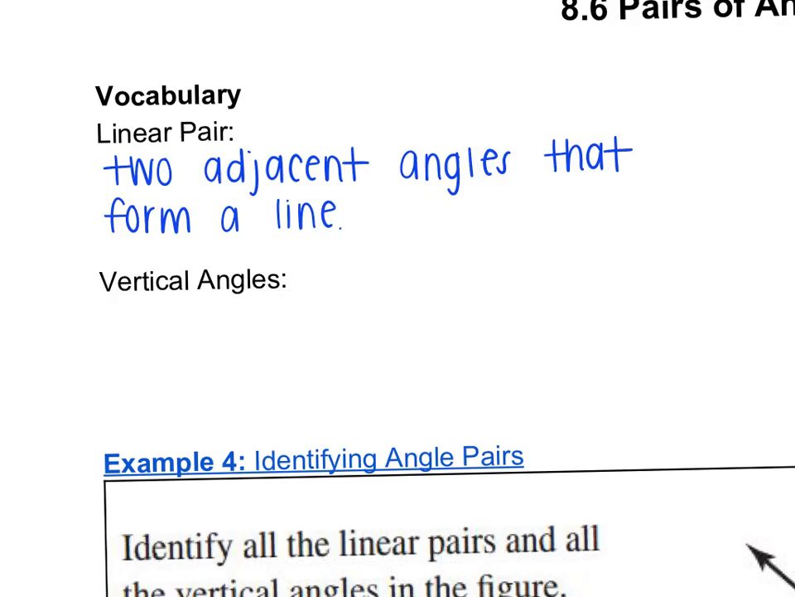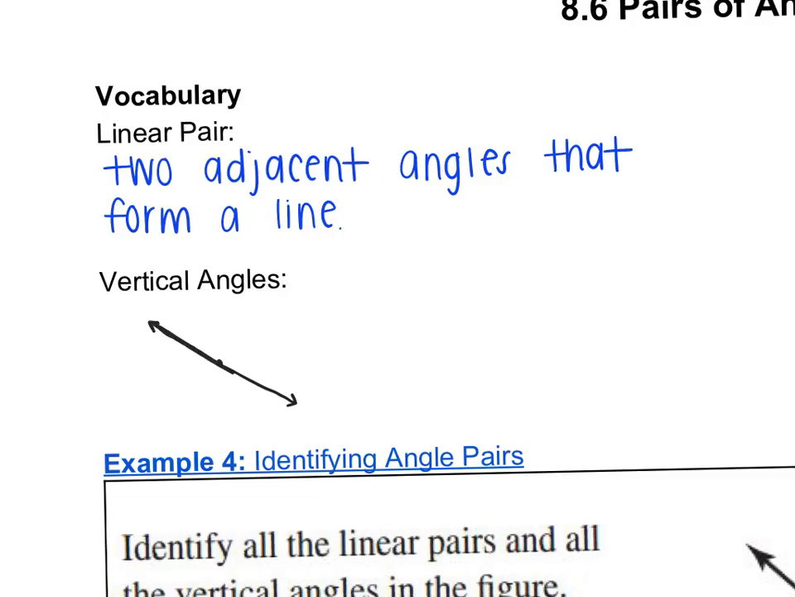Vertical angles are two angles whose sides form two pairs of opposite rays. I'm actually going to draw a picture, because I think drawing a picture for vertical angles would be the easiest. Vertical angles have to be formed by two pairs of opposite rays. So let's say I want to draw a ray here. The opposite ray would go in the opposite direction. Remember, opposite rays form a line. So there's one pair of opposite rays.